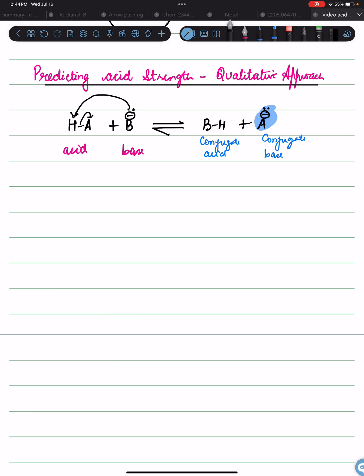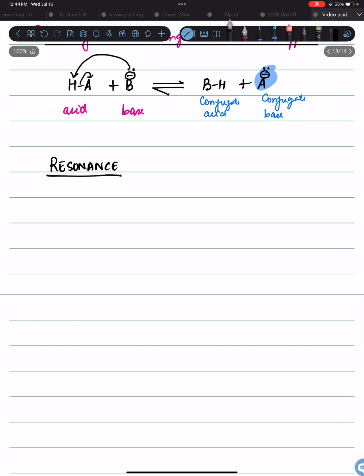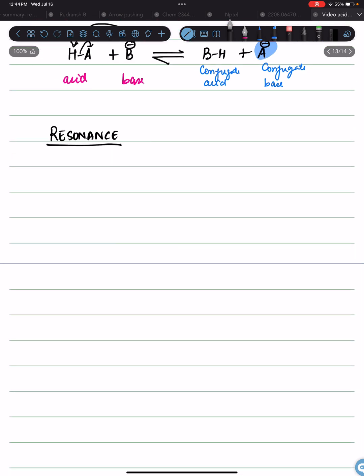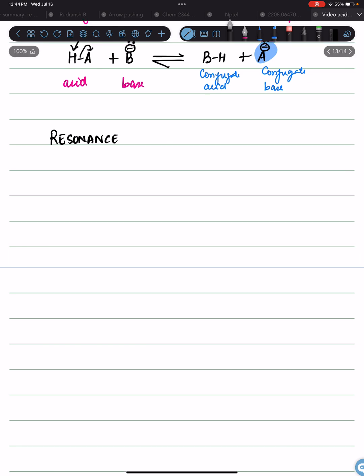And to predict the stability of the conjugate base, we discussed one of the factors, which is electronegativity, with 2 or 3 examples. In this video, we are going to use resonance to compare the stability of 2 or more conjugate bases generated from different acids. To understand how resonance can help us in predicting the stability of a conjugate base, let's take an example.